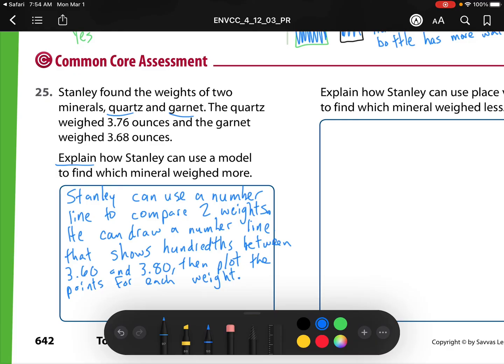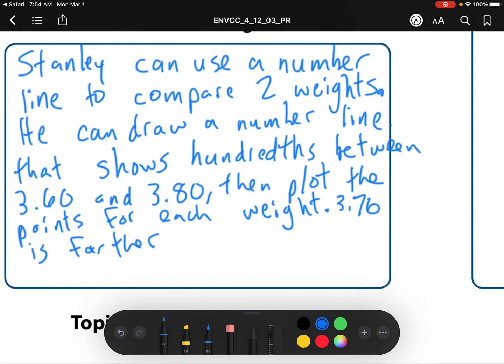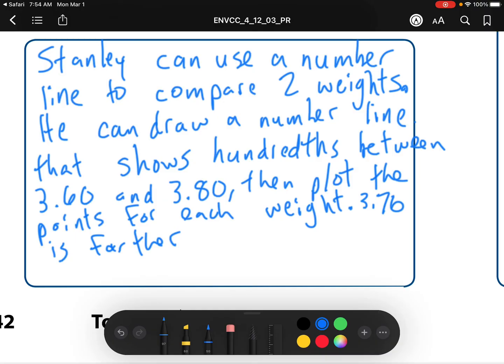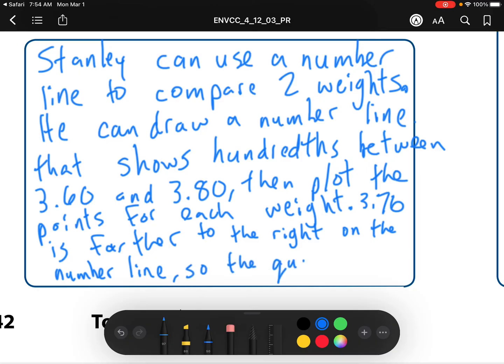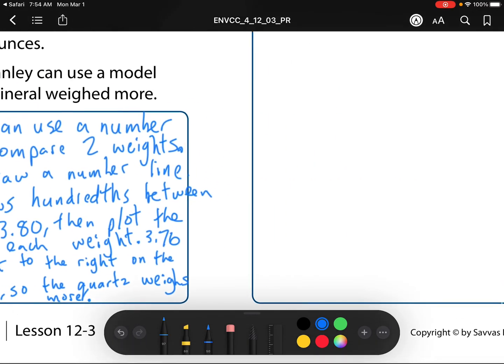Now what do we do next with this? 3 76/100 is farther. Whoa, that was some bad writing there. So sorry about that poor writing, guys. It's farther to the right on the number line. So what weighs more? So the quartz weighs more. And look at that bad penmanship on the iPad.